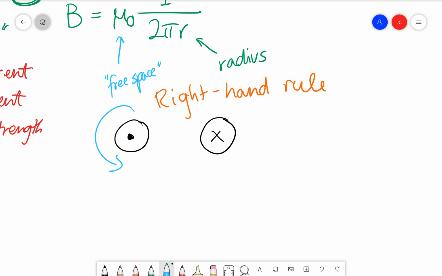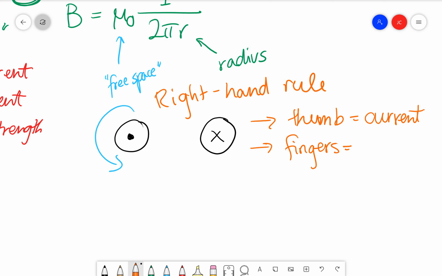The right-hand rule says that you always point your thumb in the direction of current, and then your fingers will curl in the direction of the magnetic field. Here's the opposite example. Put your thumb toward the screen or away from you and curl your fingers again to make a fist, and you'll notice that this time it's going the opposite direction. And so that's how the right-hand rule for straight conductors works.